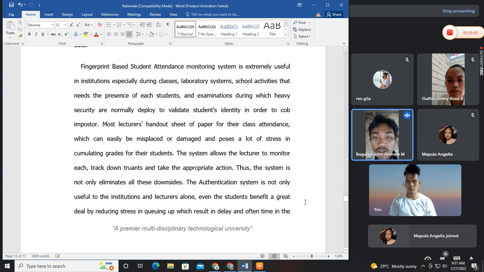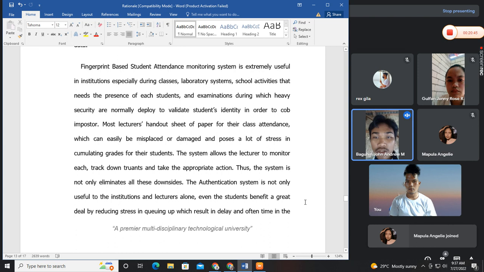So this is the flow of our fingerprint system. First, take the fingerprint. Then extract the fingerprint template. Then display register fingerprint. Then identify the template. Then check for attendance status for the lecture. Then display attendance or already taken for the period. Then take the attendance, then stop.